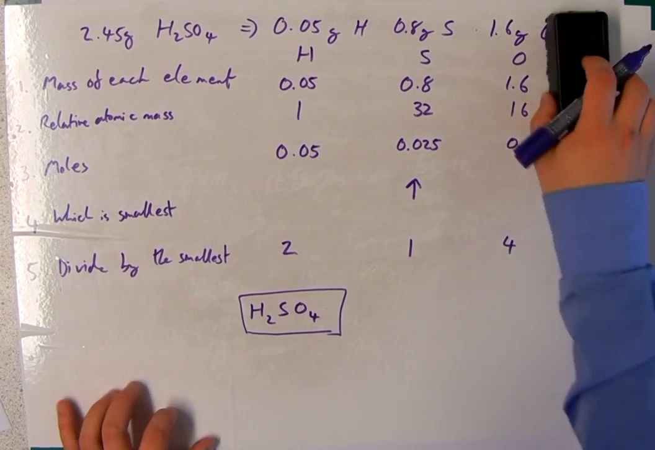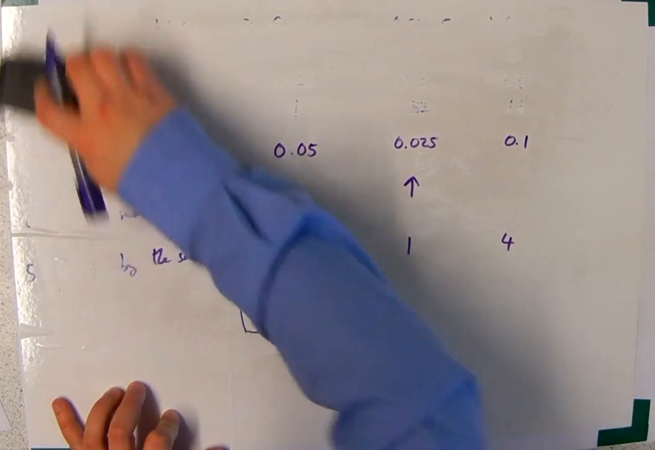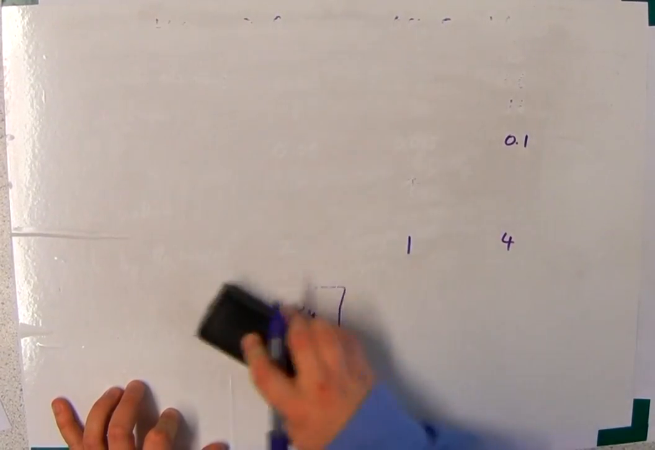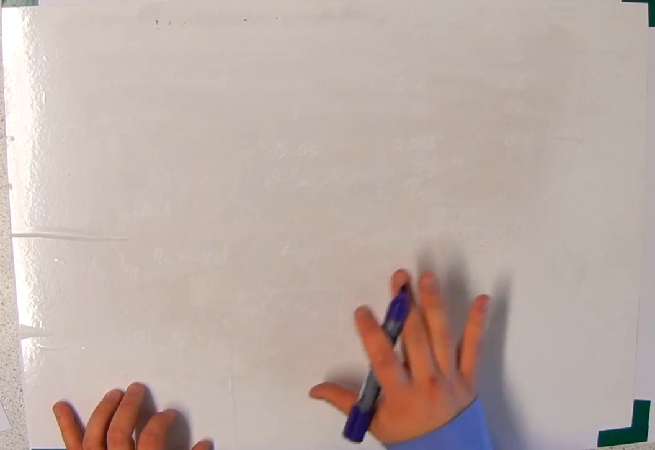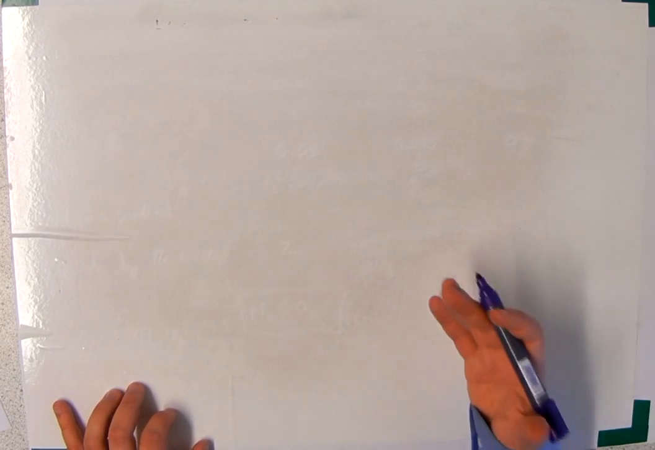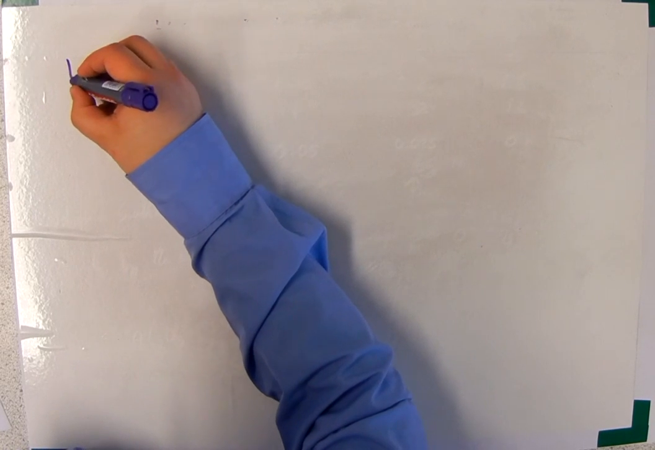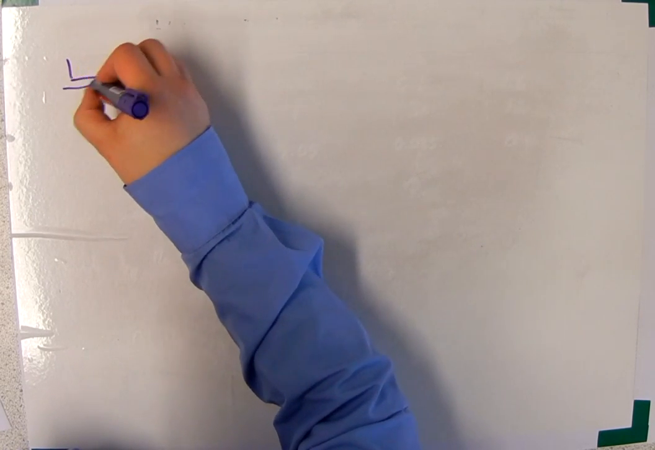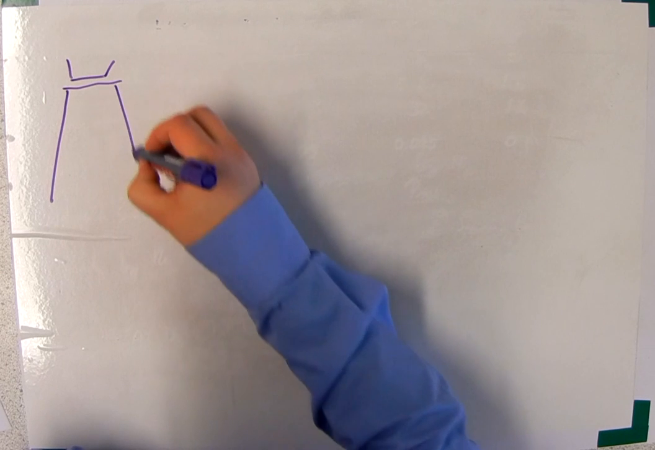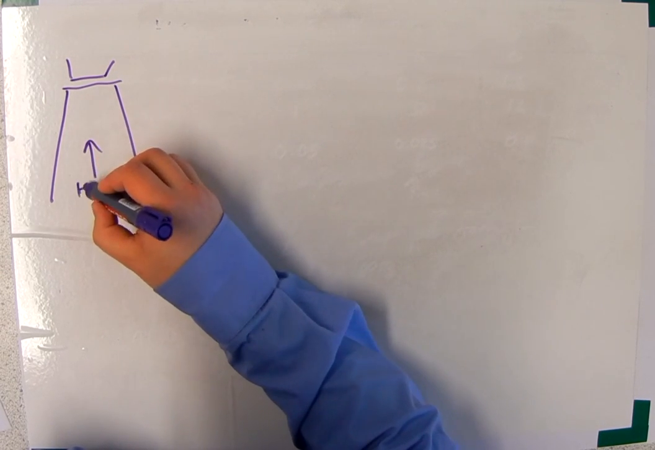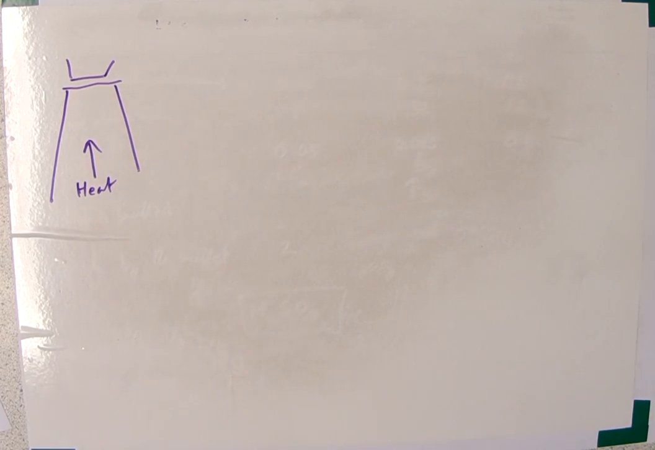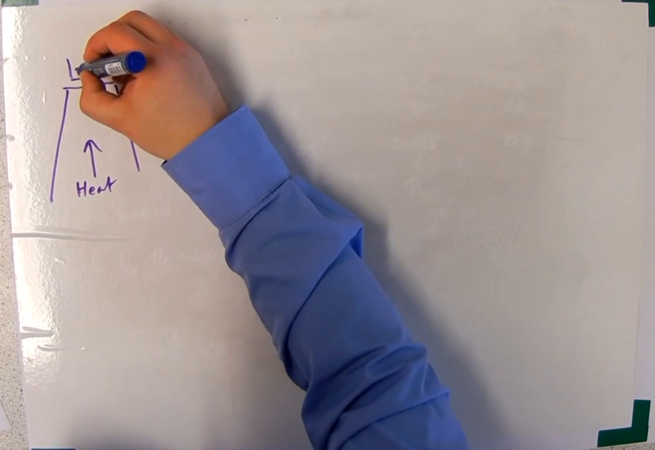So that was the first thing. The second thing in this section is thinking about how much water there is in a crystal. Now we did this as a practical. We had some problems with the calculations. What we did was we had our heat. We had our basin with our lovely blue crystals in.